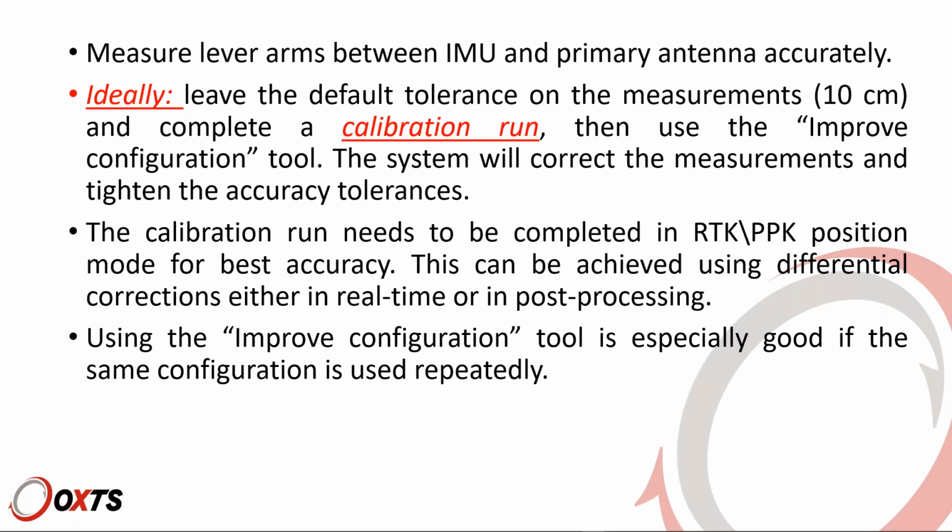This calibration run needs to be completed in RTK or PPK position mode. So either you have corrections in real time, or you can use RINEX files in post-processing to process the calibration run file and extract the optimized configuration from the file. Especially if you are using the same configuration time and again, so you don't move antennas, you don't move the INS on the drone, then doing this is very useful, and I do recommend you do that, because you only have to bother once. Get your configuration right, then you save it on the system and you use it again and again.